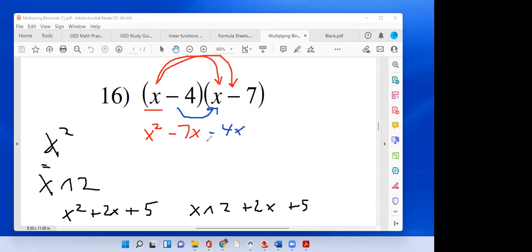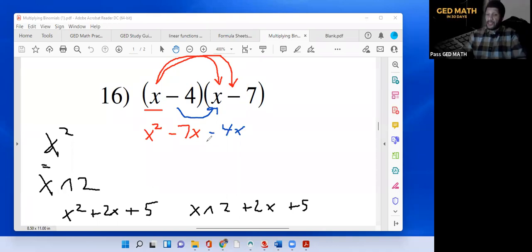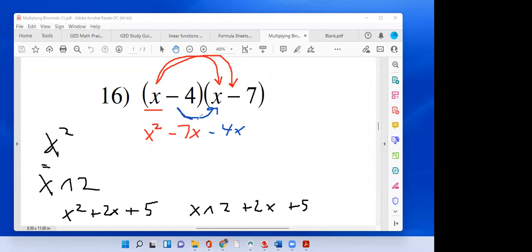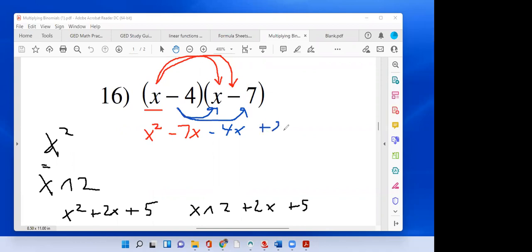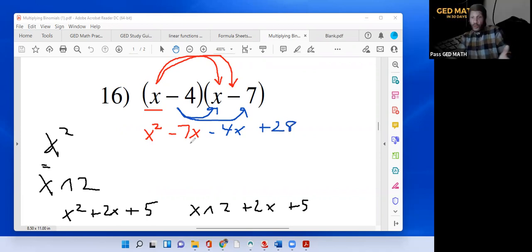Yeah, that's fine. Okay. So minus 7X, minus 4X, and then what's the last thing we're going to multiply together? Negative four times negative seven. When you multiply two negatives, they become a what? Positive. So positive 28. So Shannon, this is where you made your small mistake. You got all of this right, but remember, these are like terms, so you have to combine them.